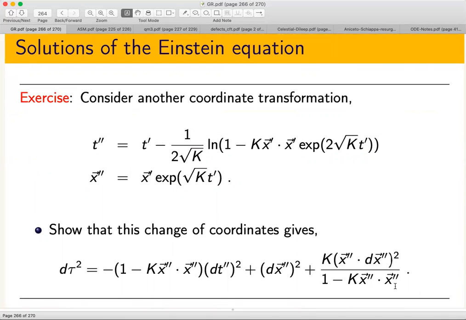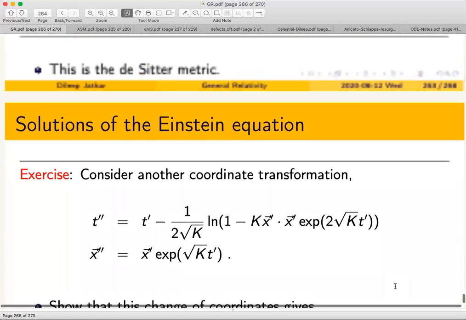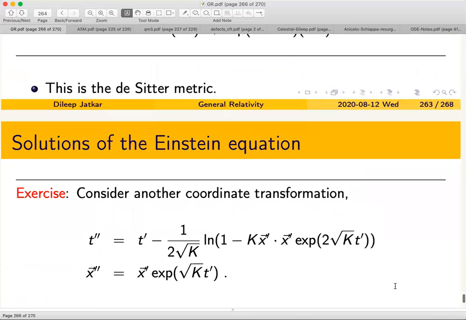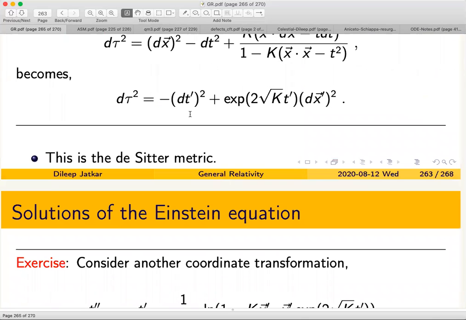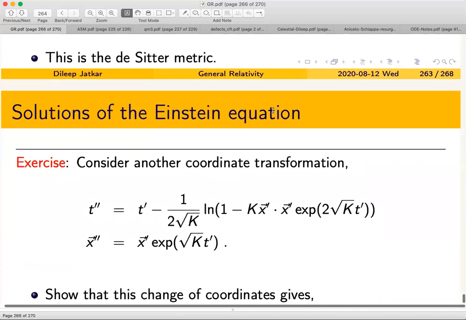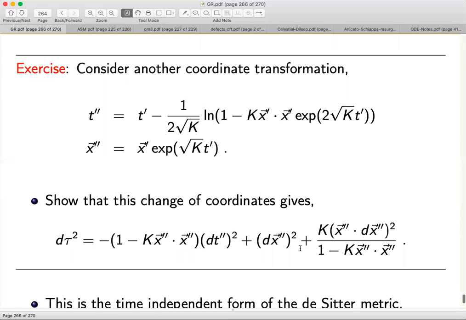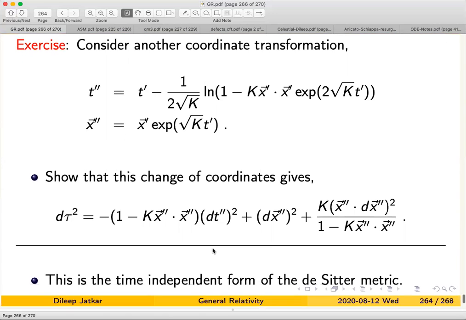Now you notice one difference here, that unlike the previous form of the De Sitter metric, which was exclusively time dependent, this form has no time dependence at all. Okay, so this is what is called the time independent De Sitter metric.